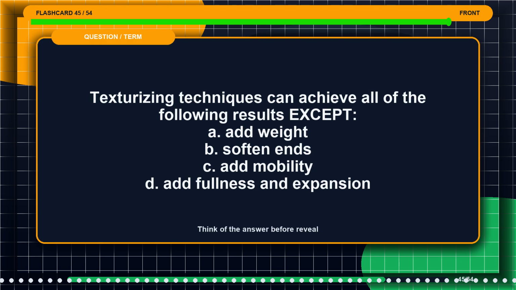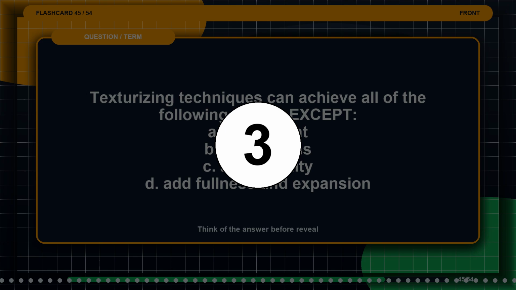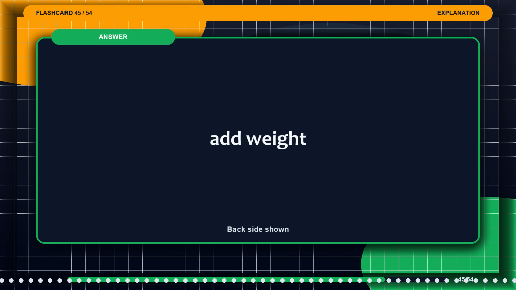Flashcard 45. Texturizing techniques can achieve all of the following results except A. Add weight. B. Soften ends. C. Add mobility. D. Add fullness and expansion. Pause and think of the answer before the reveal. The answer is add weight.